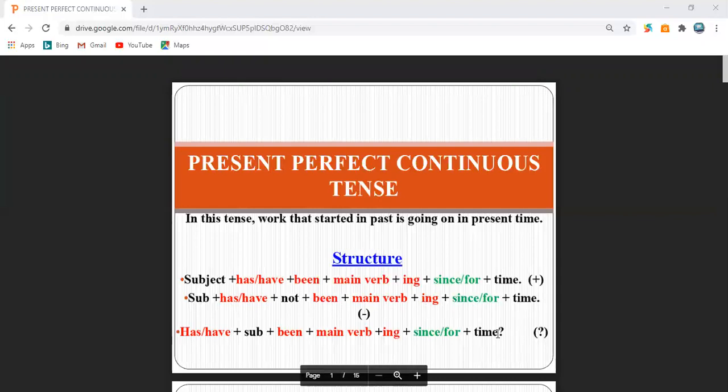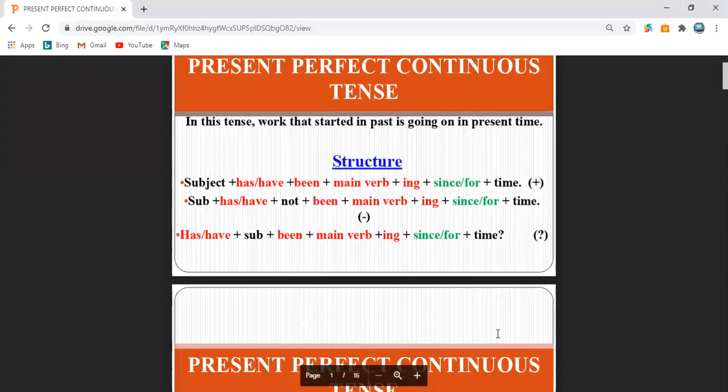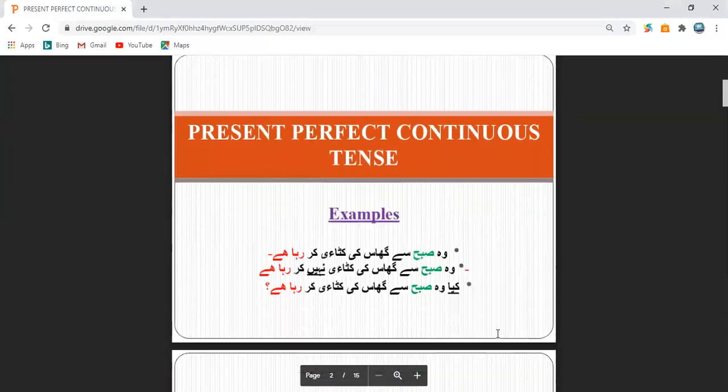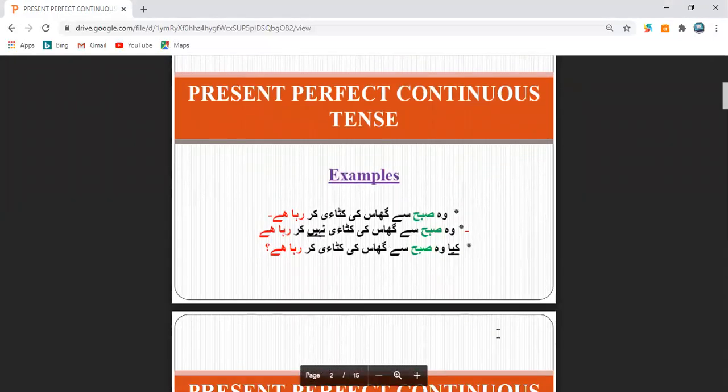Now coming to the next slide. Look here, I have given you three examples for the three sentence types: the positive, negative, and question sentence. A single sentence has been changed into the other types of sentences. Look here. वो सुबह से घास की कटाई कर रहा है. Now this is a positive sentence.